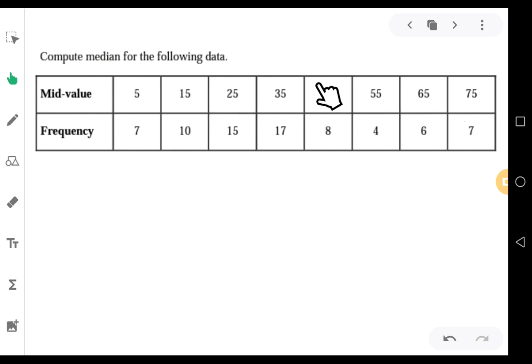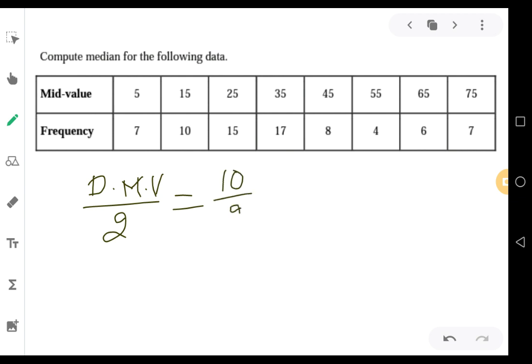Once you get the difference between mid values, divide that difference by 2. Difference in mid values divided by 2. That means here the difference in mid values is 10. When you divide that by 2, you will get 5. So what have we done? We have just found the differences between mid values and divided it by 2. After dividing, you should generate class intervals.